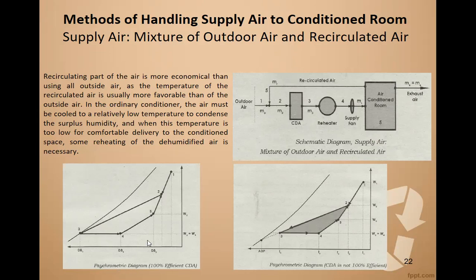So, ito naman yung psychrometric diagram. So, and recirculating part of the air is more economical than using all outdoor air, as the temperature of the recirculated air is usually more favorable than of outside air. In the ordinary conditioner, the air must be cooled to a relatively low temperature to condense the surplus humidity. When this temperature is too low for comfortable delivery to the conditioned space, some reheating of the humidified air is necessary. So, purpose of reheating is to reduce the humidity. Pag nireheat mo siya, mababa yung relative humidity.